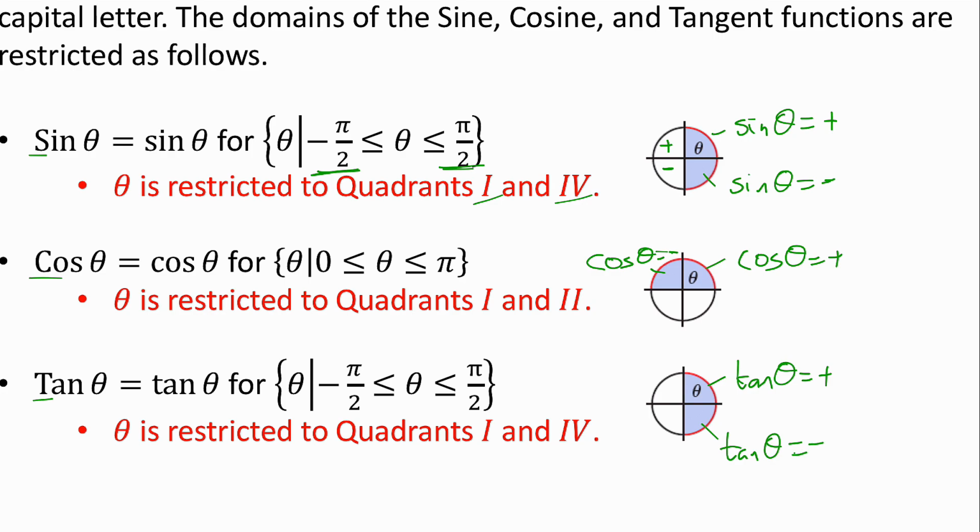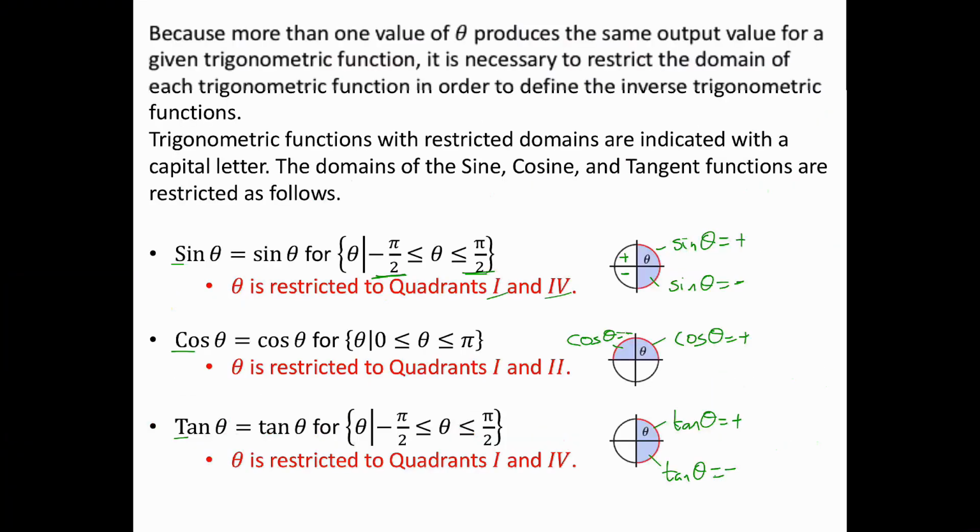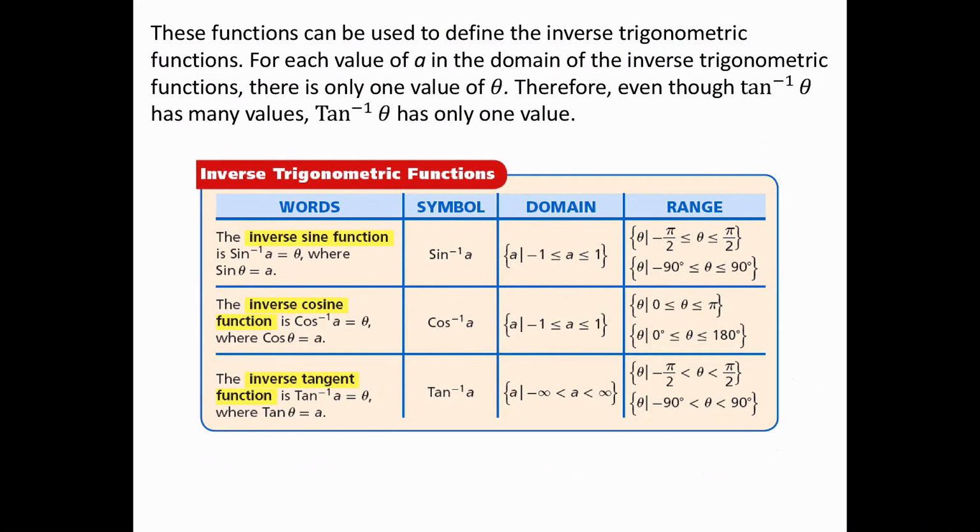Let's take a look at some examples, or actually scratch that, I'm jumping ahead of myself. I'm going to reiterate this on the next page. So here's a lot of words. These functions can be used to define inverse trig functions. For each value of a in the domain of the inverse trig function, there's only one output value of theta. Therefore, even though the inverse tangent with a lowercase t has many values, the capital inverse tangent, capital T, only has one value. So the inverse sine of a equals theta, because sine of theta equals a. There's only going to be one possible answer.